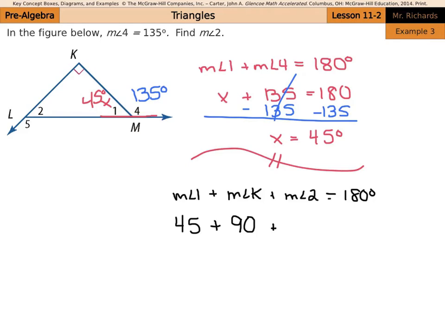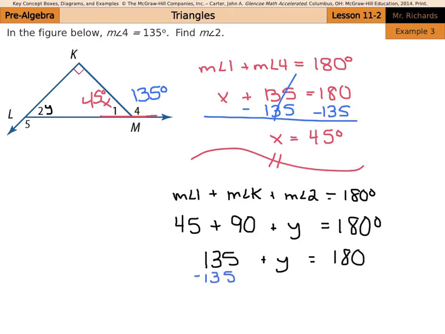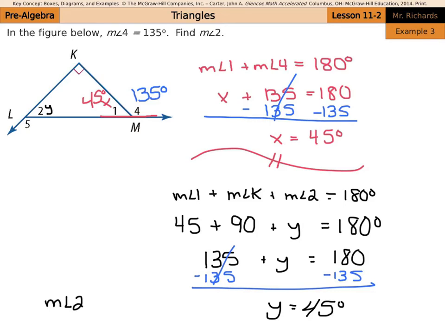Plus the measure of angle 2 is unknown, so we could just call it y if we wanted to, plus y equals 180 degrees. If I combine my 45 with 90, it's 135 plus y equals 180. And then subtract the 135 from both sides to solve the equation. And y is going to equal 45 degrees. And so the measure of angle 2 is equal to 45 degrees.